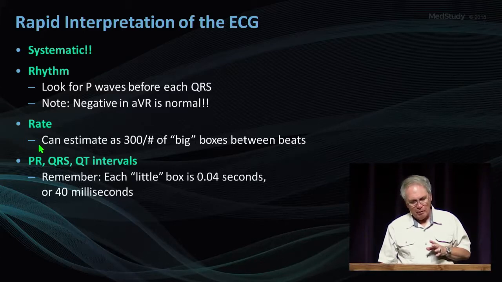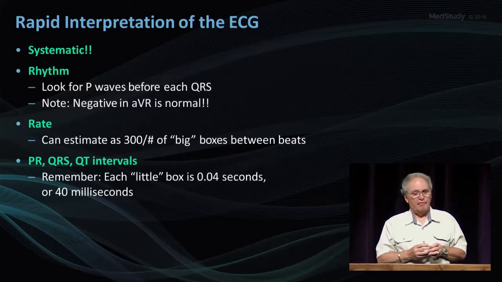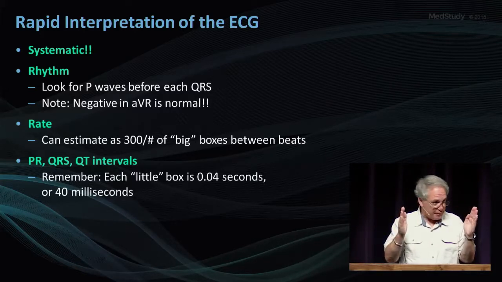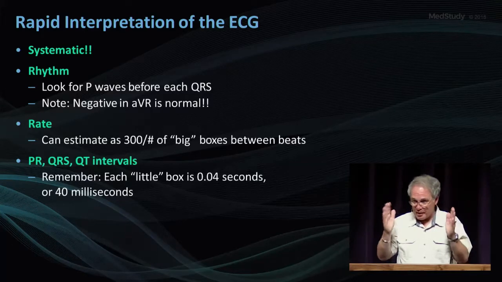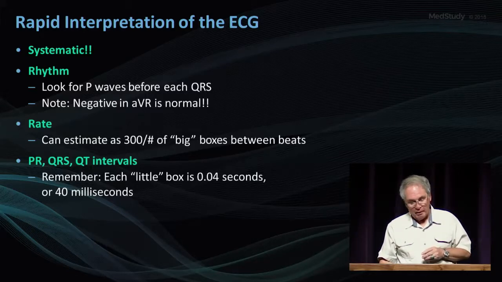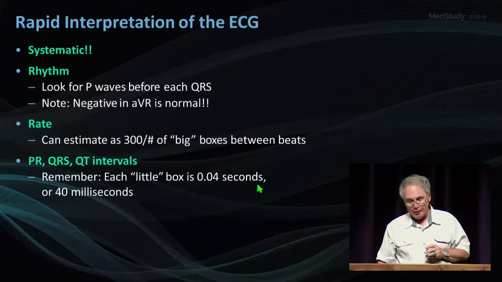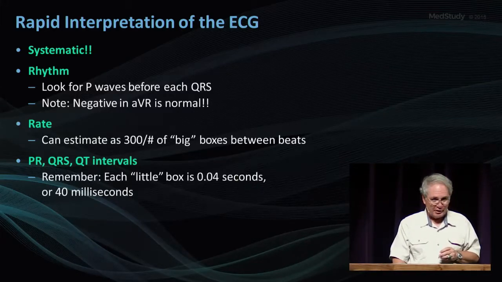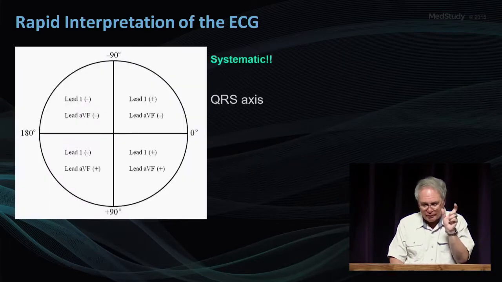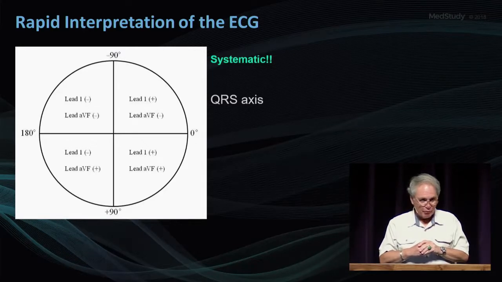Okay, sinus rhythm maybe. What's the rate? You can estimate the rate as 300 divided by the number of big boxes between heartbeats. Very easy. Okay, you can get a nice estimate of the heart rate that way. And then look at those intervals we talked about, the PR interval, AV node conduction time, QRS interval, ventricular depolarization time, QT interval, repolarization time. Just remember, each little box is 0.04 seconds or 40 milliseconds. Make sure these intervals are not prolonged. Okay, the dreaded axis. Okay, let's make this real simple.